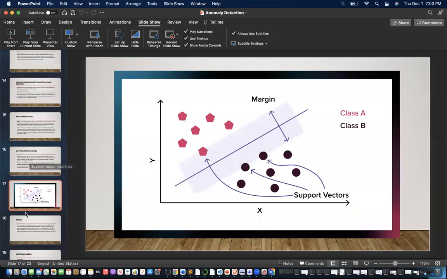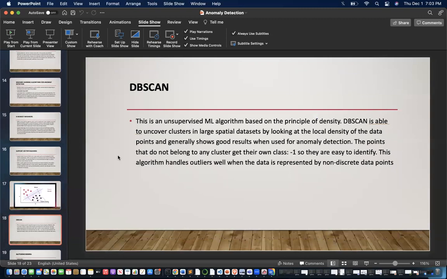Next, the DBSCAN. This is an unsupervised ML algorithm based on the principle of density. DBSCAN is able to uncover clusters in large spatial datasets by looking at the local density of the data points, and generally shows good results when used for anomaly detection.